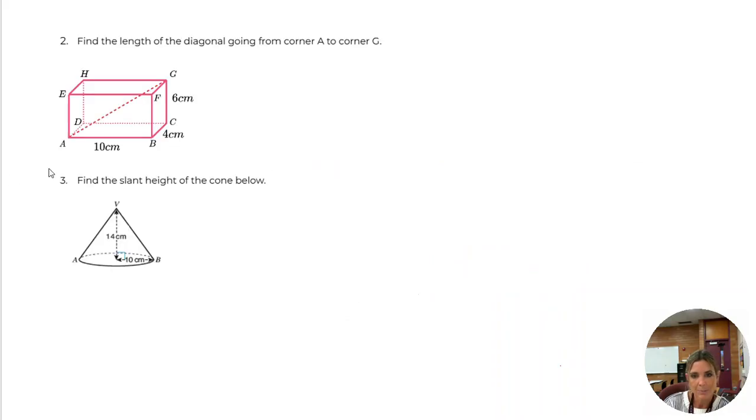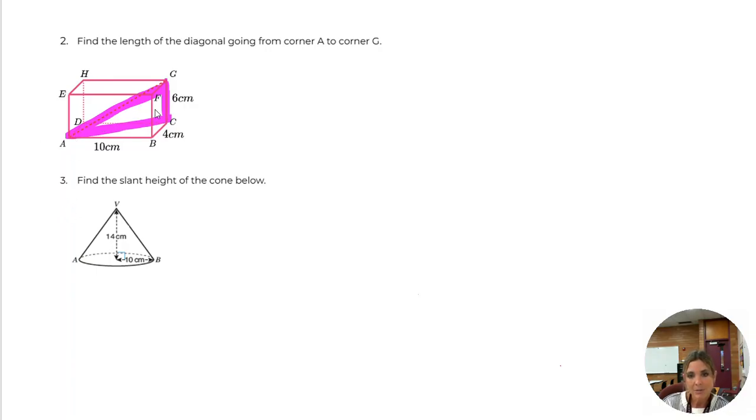Okay, next question. On this next one, you are finding the diagonal going from corner A to corner G. That's this diagonal right here. Okay, so in order to find this diagonal, you first need to draw in the triangle that you're going to use. This diagonal would have this leg right here, okay, this leg, and then the other leg would actually be the diagonal for the base, and our base is a rectangle.